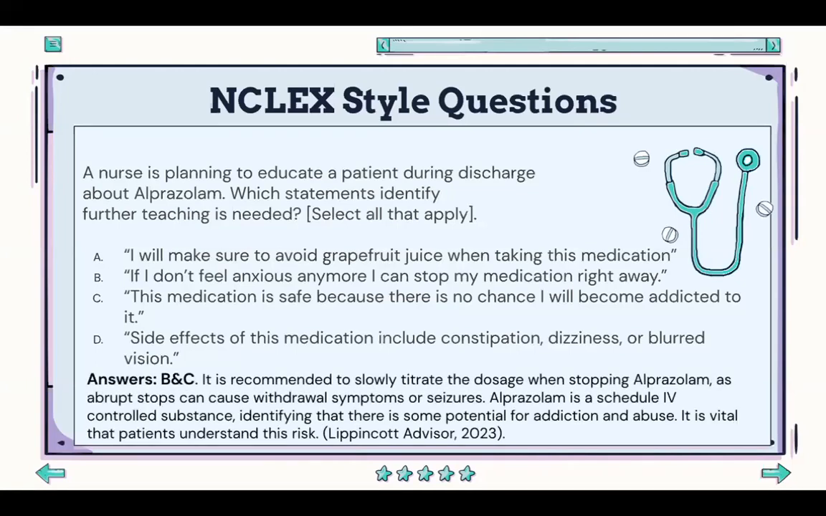If you selected B and C, which are "If I don't feel anxious anymore, I can stop my medication right away" and "This medication is safe because there is no chance I'll become addicted to it," these were the correct answers. It is definitely recommended to slowly titrate the dosage when stopping alprazolam, as an abrupt stop can cause withdrawal symptoms such as seizures. And alprazolam is a scheduled controlled substance, which identifies that there is some potential for addiction and abuse, so it is vital that the patient understands this risk.